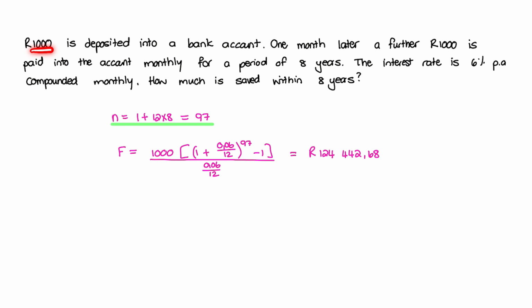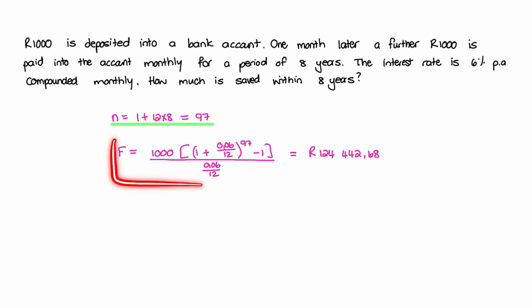So 1,000 Rand is deposited into the account. So that's our first payment. And then a further 1,000 Rand is paid into the account monthly for a period of 8 years. So 12 times 8, that is 96. But we still need to remember our first payment that we made initially. So in total, we have 97 payments.